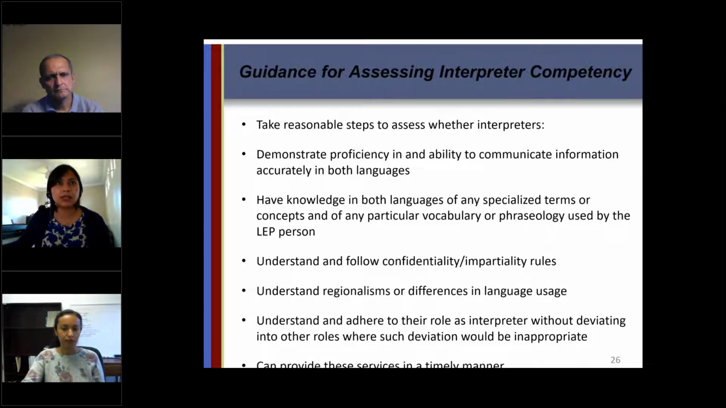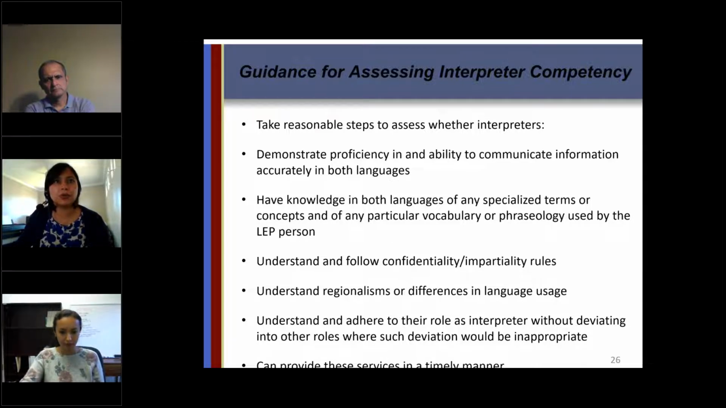Research has shown that individuals with exposure to a second language, even those raised in bilingual homes, frequently overestimate their ability to communicate in that language. So just keep this in mind as you select interpreters and translators to provide language access services in your practice. You should also ensure that they understand confidentiality and they're clear about their role as an interpreter.